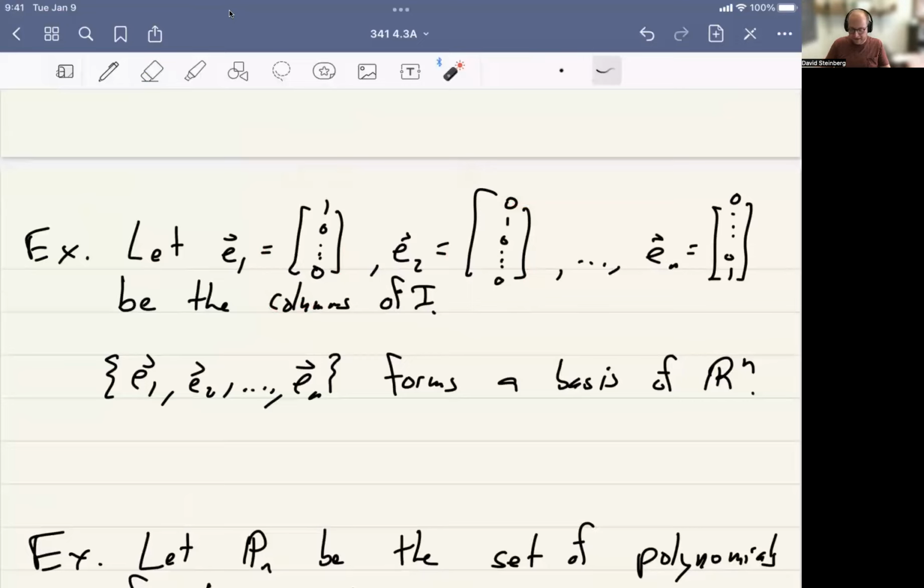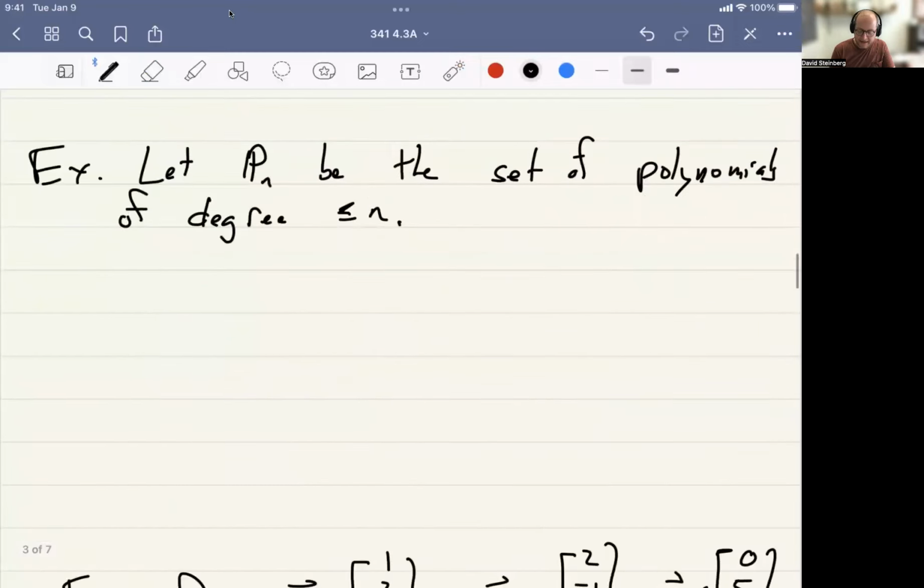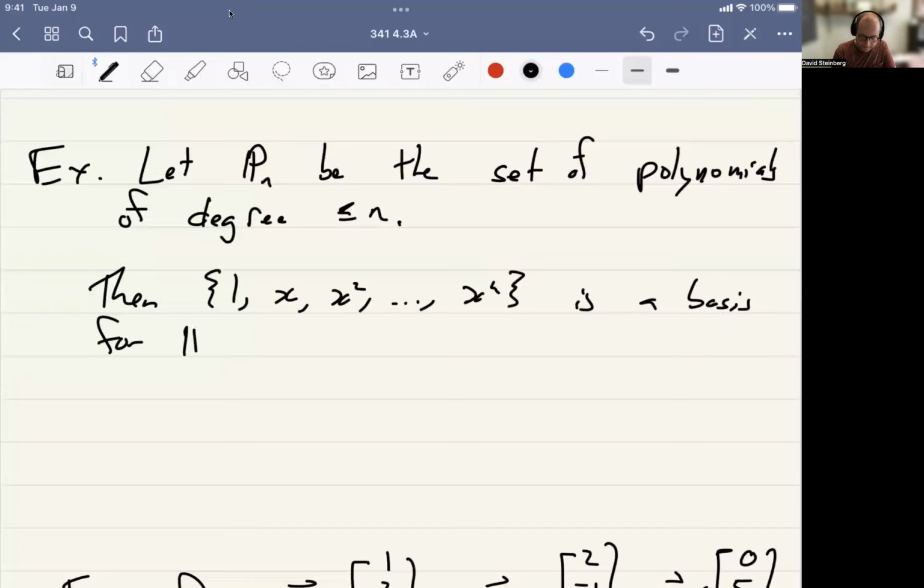Okay. This is called the standard basis of Rn. Pn as always is the set of polynomials of degree less than or equal to n. This also has a standard basis: 1, x, x squared, up to x to the n, is a basis for Pn. We also call it the standard basis.